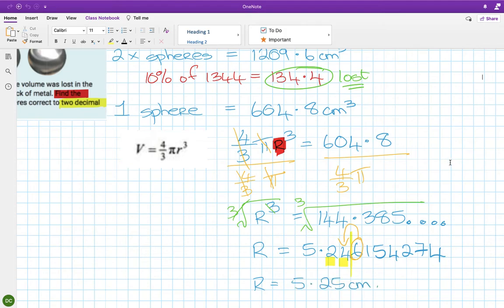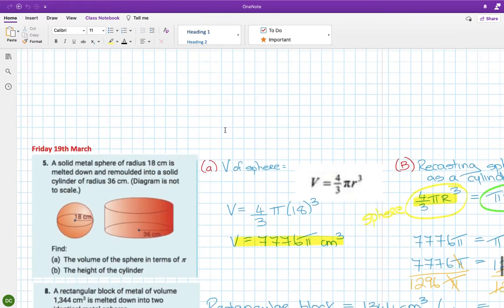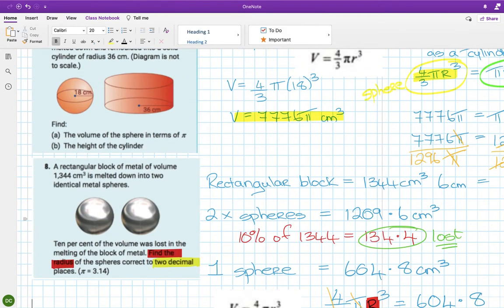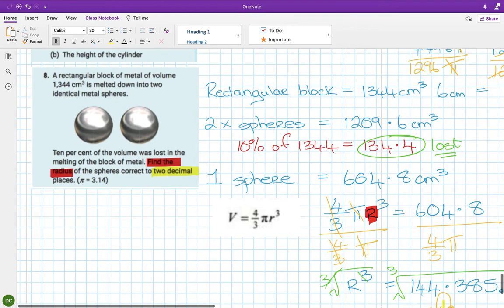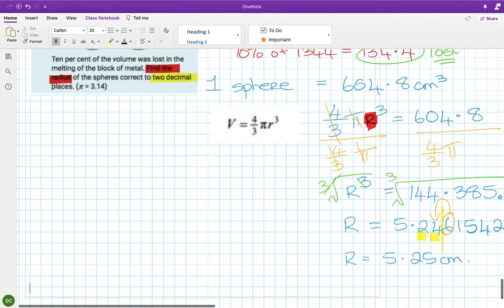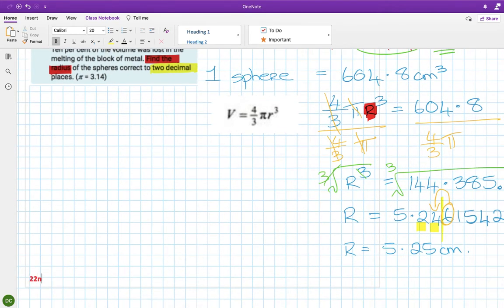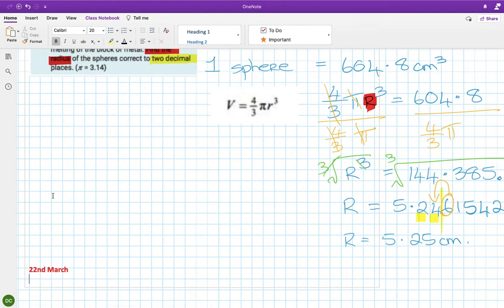All right. So that's your recast problems. The first of the kind of real higher level. They're all higher levels, just these ones keep appearing. So 22nd of March. Oh, sorry, Monday.